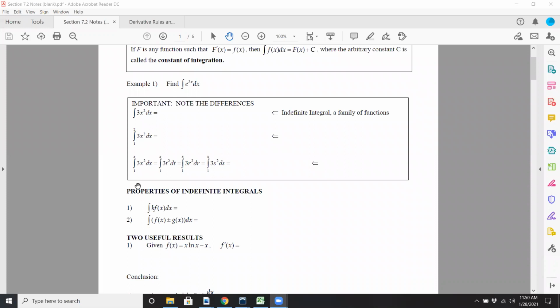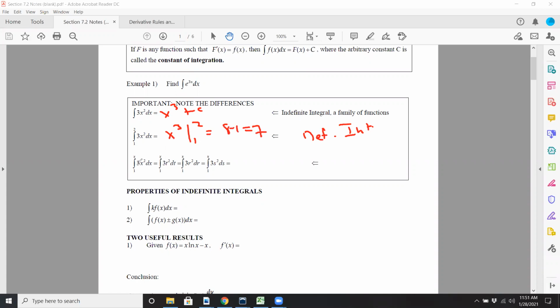Other things to take note of. This one's pretty easy. That's just x cubed plus c. But remember, this is a definite integral. I just described that difference to you. That's still x cubed. You don't need to put the plus c because it's a definite integral. 1, 2, and then you work it out, you get 8 minus 1, you get 7. So that gives us an answer.